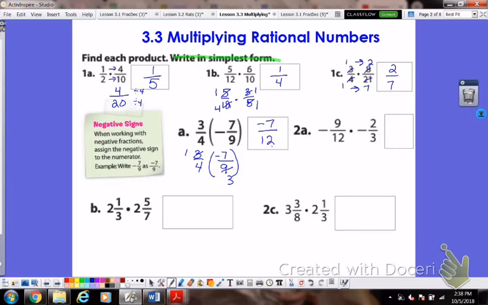Moving right along. -9/12 times -2/3. Okay, well, 9 and 12 we can reduce, both divisible by 3, so -3/4 times -2/3. I can keep reducing. 3 and 3 gives us 1. 2 and 4 gives us 1 and 2. Don't forget about our negatives here. So -1 times -1 is +1. 2 times 1 is 2.